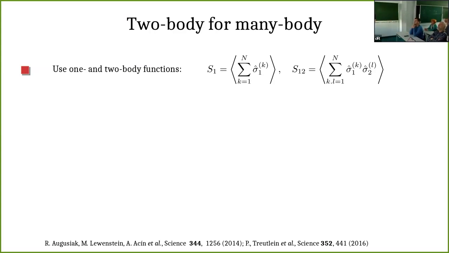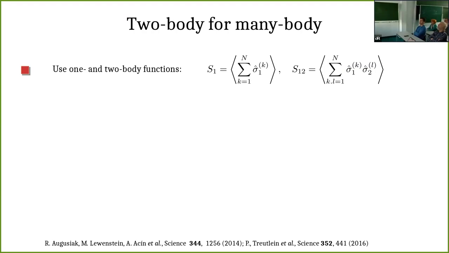So the idea is the following. First of all, you construct these collective spin operators, because we are dealing with bosons, so you cannot address them individually. You have to do collective stuff. So you have a collective one-body part, which is a summation over all spins you have. And this index denotes some orientation of your spin: sigma x, sigma y, or z, or any other orientation on the Bloch sphere. So this is the one-body function.